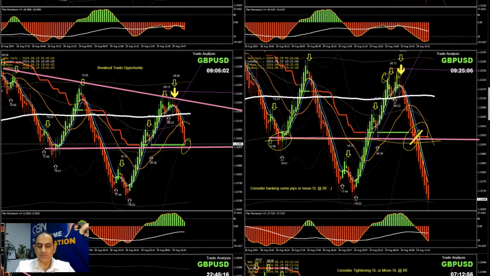You can see the price nicely broke and hit the first target, and we explained to traders it was time to bank some profit. So you can see here how we explain all the price action in real time, helping our traders not to miss this opportunity. After banking some profit, we explained to look for another pullback, which we did.